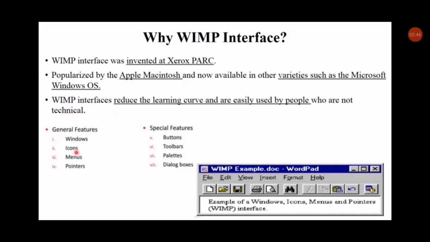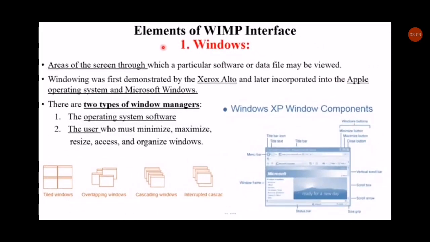So these are the general features which are frequently used like windows, icons, menus and pointers. And these are the special features included in these general features like buttons, toolbars, palettes, dialog boxes, etc. Clear? Next. So elements of WIMP interface.